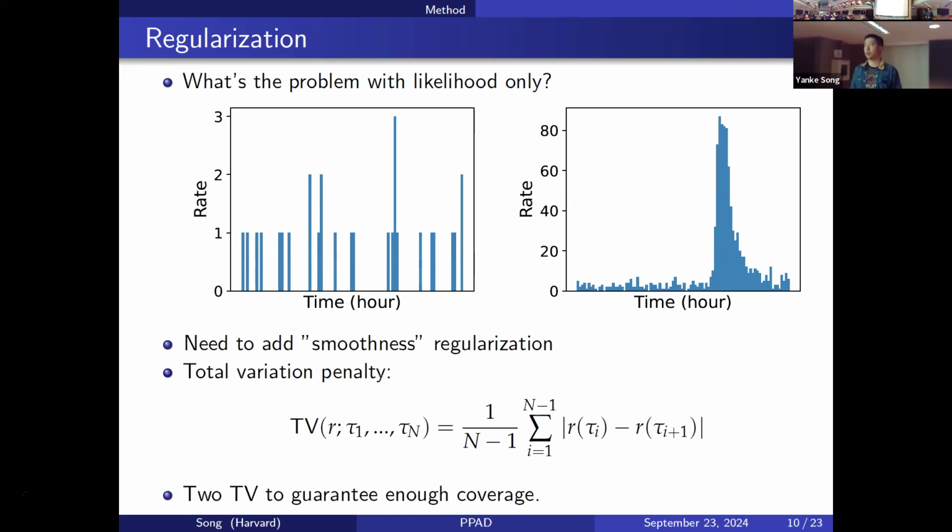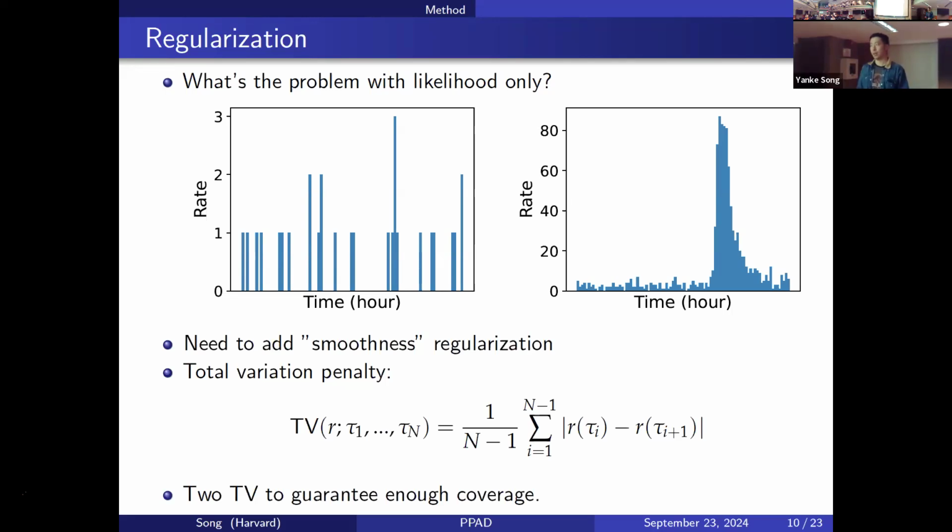A small technical detail here: for the TV penalty, I need to sample a bunch of points. I'm sampling two sets of points. The first set of points is the Poisson arrival times. The other set of points is, let's call it, the outside points. It's basically a uniform sampling of points, which usually fall outside of these arrival times.